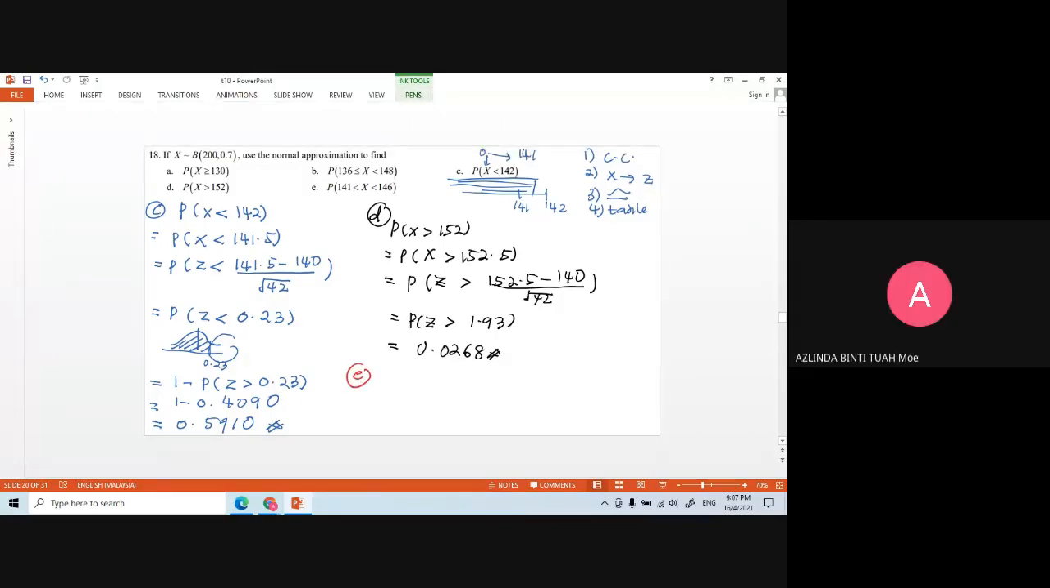E balik BP33 Mazni. Probability 141 until 146. So dia nak 142 until 145 je sebenarnya dalam binomial. Ada Mazni? Ada, madam. Okay, continuity correction Mazni.